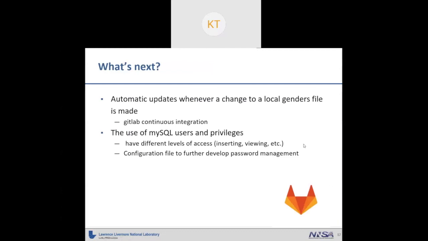One way we could develop this database further is to configure the database to update automatically whenever someone changes a local genders file. We thought that we could use GitLab's continuous integration for this purpose. Also, we would want to diversify the types of access to the database. For example, some users would have view-only access, while others would be able to edit genders descriptions and update the database. Furthermore, a configuration file could be used for more advanced password management.